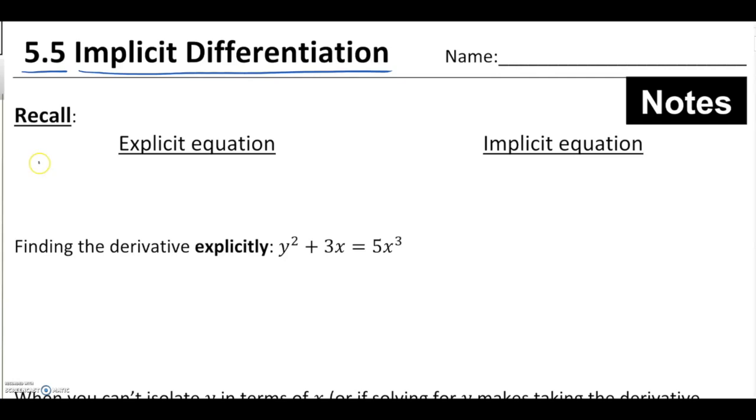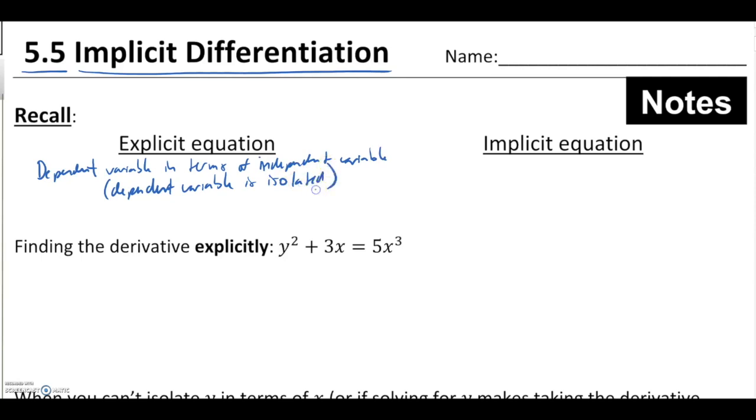That would be where whatever dependent variable you're using, say it's y or it could be position, whatever it might be, your dependent variable is expressed in terms of the independent variable. So y in terms of x, position or velocity in terms of time, something like that. And the bigger thing you're going to want to think about is these are equations where the dependent variable is isolated. So it's all by itself, has its own side of the equation.